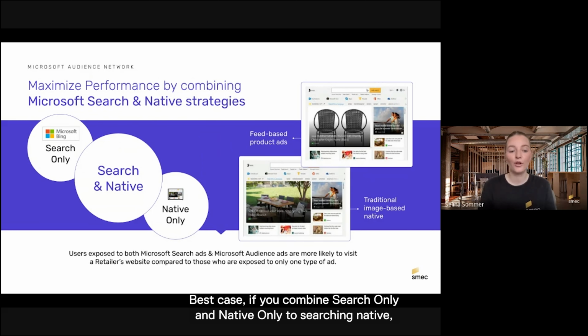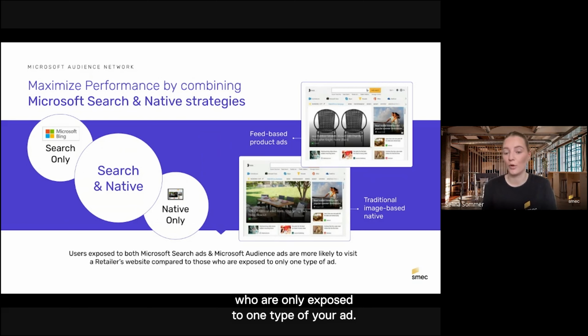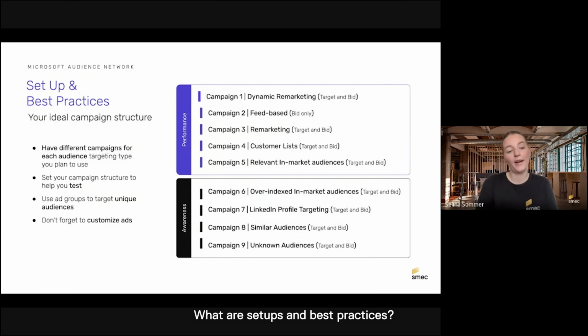Best case, if you combine search only and native only to search and native, your users get exposed to both Microsoft search ads and Microsoft audience ads. This makes it more likely that they visit the retailer's website compared to those who are only exposed to one type of your ad. What are setups and best practices?